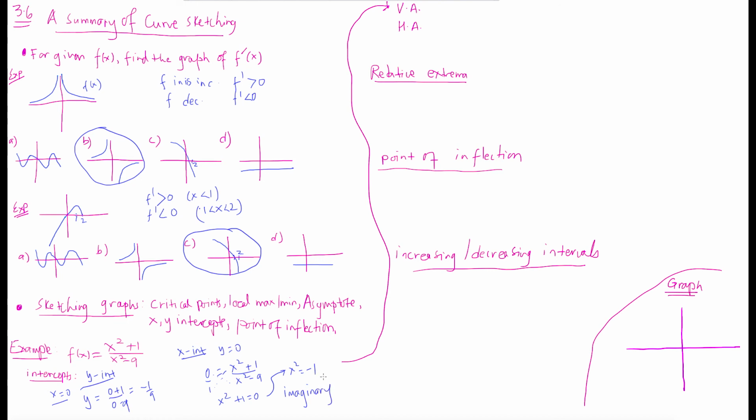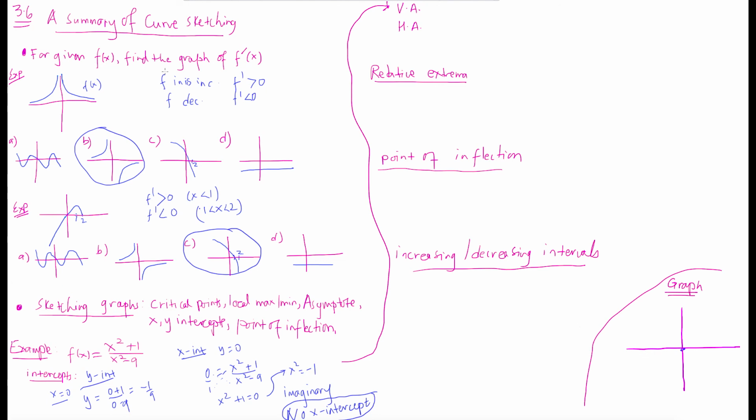So meaning that there is no x intercept, because we got imaginary values. Okay, no x intercept. We got the y intercept is negative 1/9. Negative 1/9 is almost 0, meaning what we expect is the graph intersects close to 0. Close to 0, right? That's where the graph intersects.